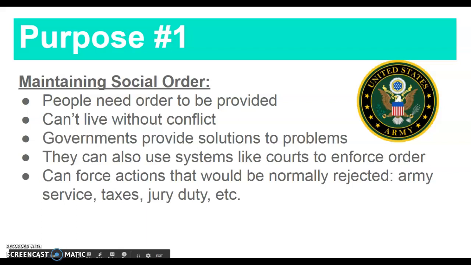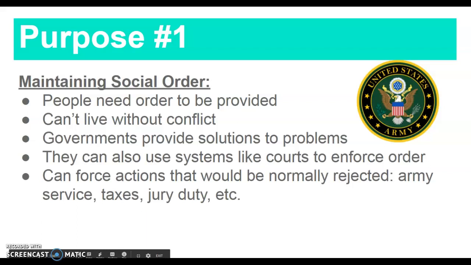The government is supposed to help maintain the order so that we can work through those conflicts without just resulting to violence or hate. Governments are supposed to provide solutions to problems. Sometimes that's finding a solution to a conflict. Okay, so if we have a problem with another country, our government's supposed to try to provide a solution. They can also use systems like courts to enforce order. Okay, so our local court system or our Supreme Court, which you'll learn more about in a couple of weeks.